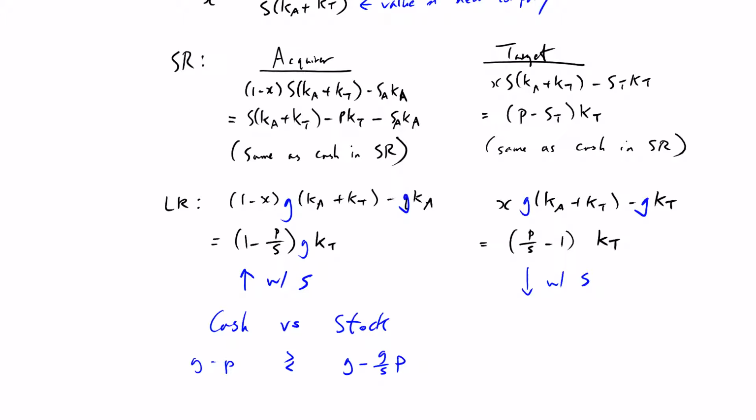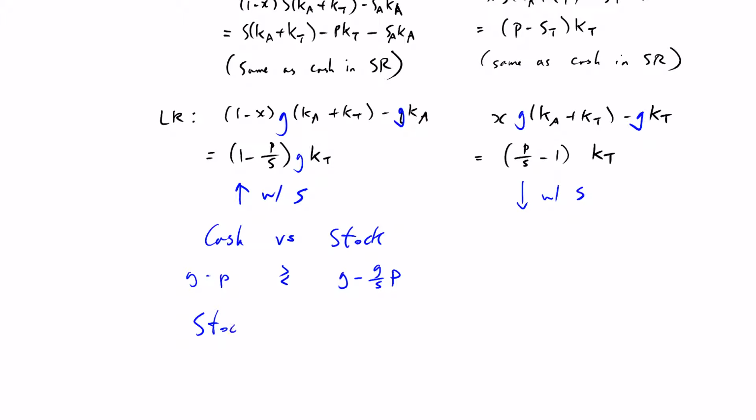So the two terms in front are the same, and this in turn comes down to a comparison between G and S. The bigger S is, the smaller this is. So when is G over S bigger than 1? Well, when G is bigger than S. So this model comes down to this conclusion: stock is better when the short-run valuation is higher than the long-run valuation, then it makes sense to use stock.